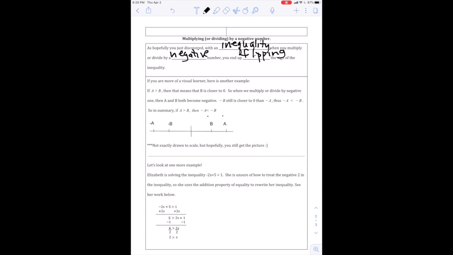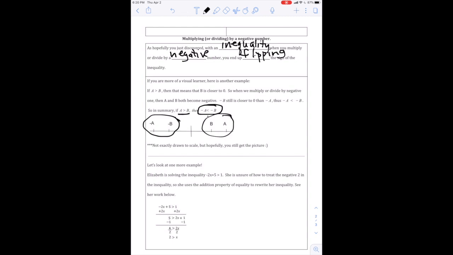Negative B is still closer to 0 than negative A, thus negative A is less than negative B. So in summary, you can see that A is greater than B to start with here, and when I multiply both of these numbers by negative 1, then negative A becomes less than negative B. Even though A is a larger number, when it's multiplied by a negative number, it becomes a larger negative number, thus making it less than the original number.